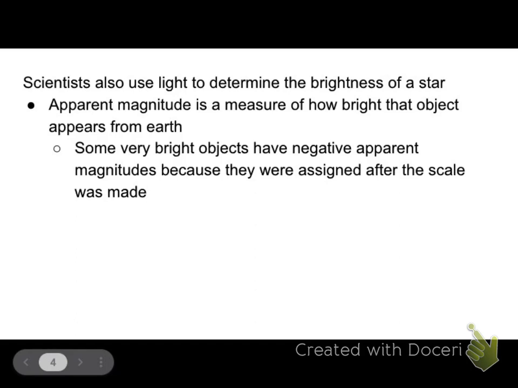There is a scale set up for magnitude, but it was set up by a person, a Greek, and he set it up by labeling all the brightest stars in the sky that he could see as having a brightness or a magnitude of 1, and then he went up from there. So as stars became less bright, he gave them higher numbers. Today, some of the bright objects in our skies have negative apparent magnitudes because they went back and assigned those magnitudes later on after this scale was already made.